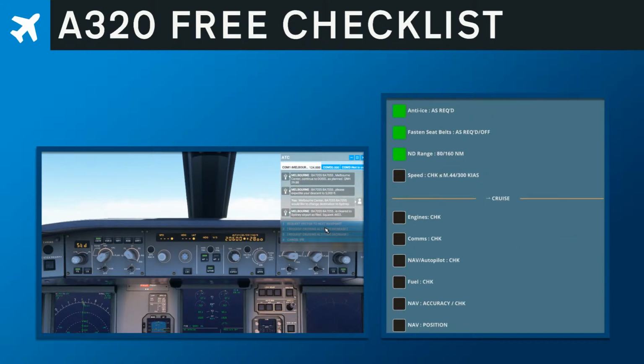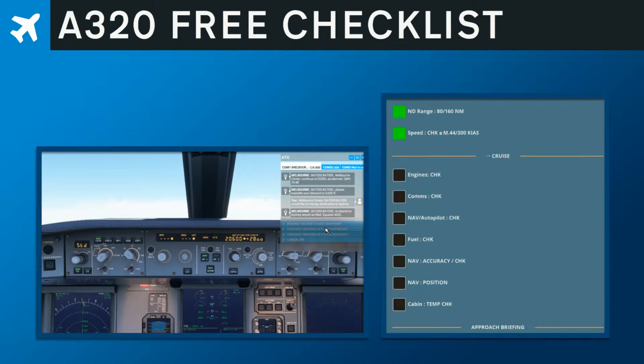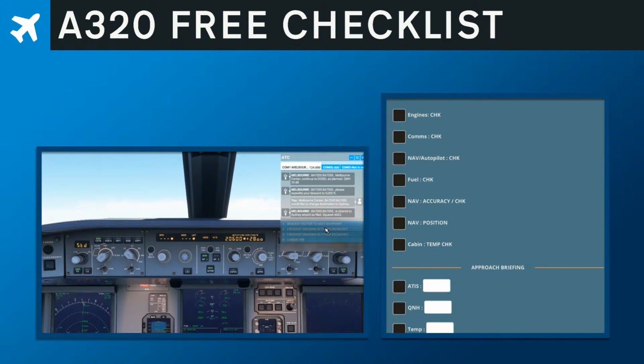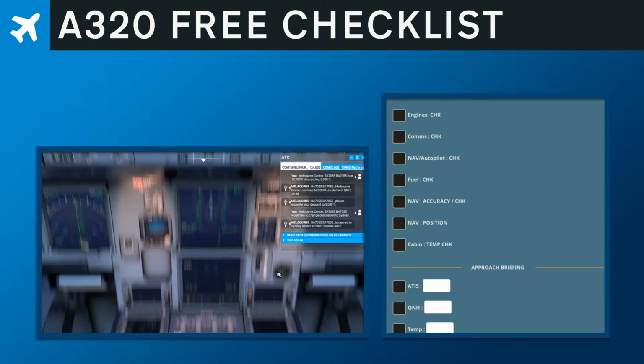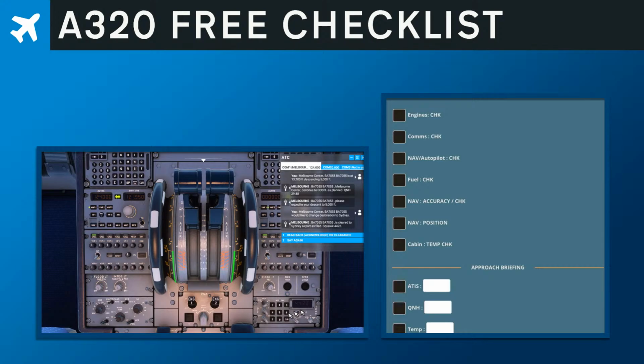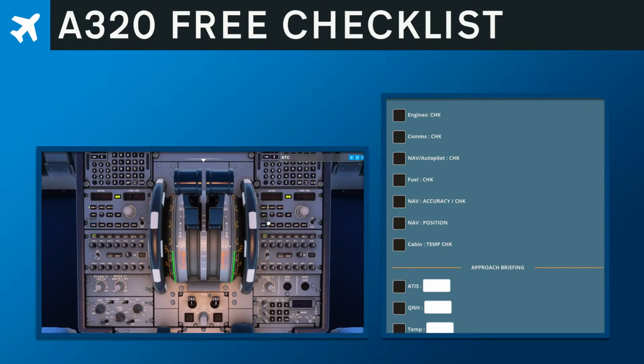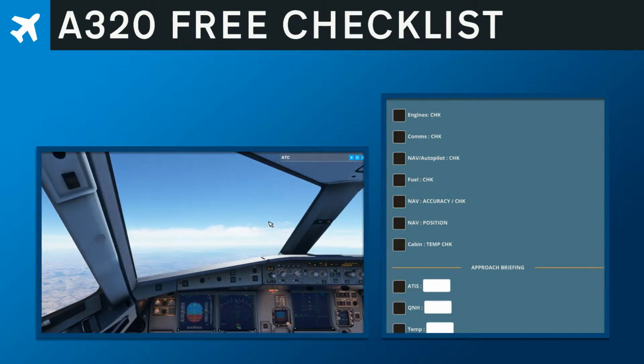BA 7055, Bravo Alpha 7055 is cleared to Sydney Airport as filed. Squawk 4422. BA 7055, Bravo Alpha 7055 cleared to Sydney Airport as filed. Squawk 4422.